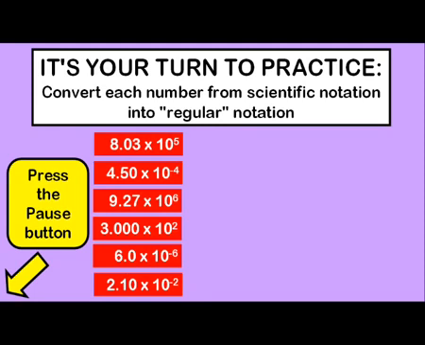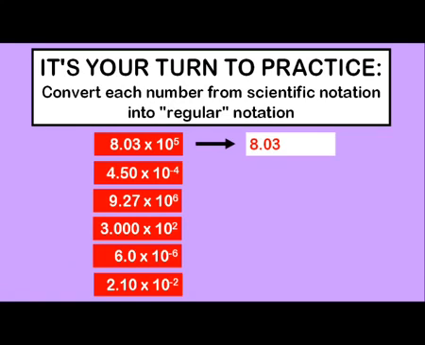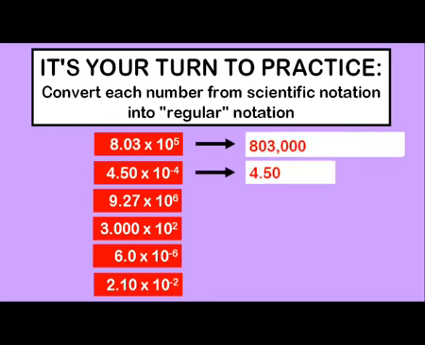Okay, let's see how you did. This first one should be a number that is large, more than 10. We're talking about moving the decimal to the right 5 places. So it becomes 803,000 for your answer.